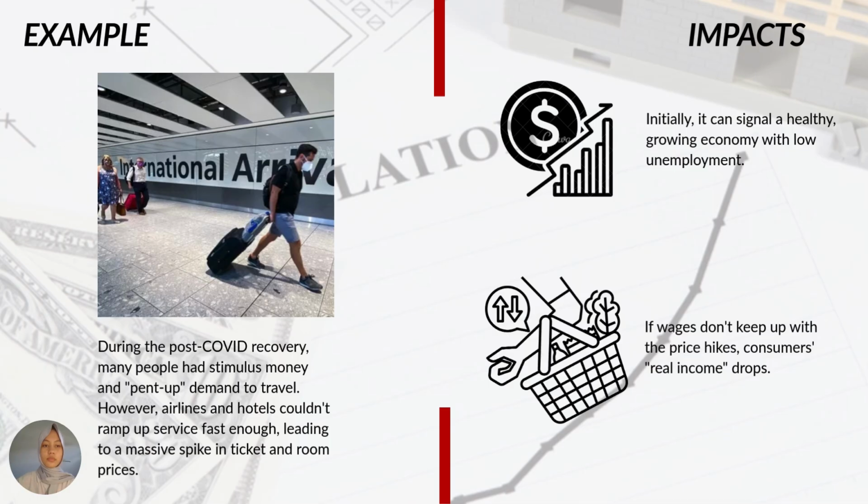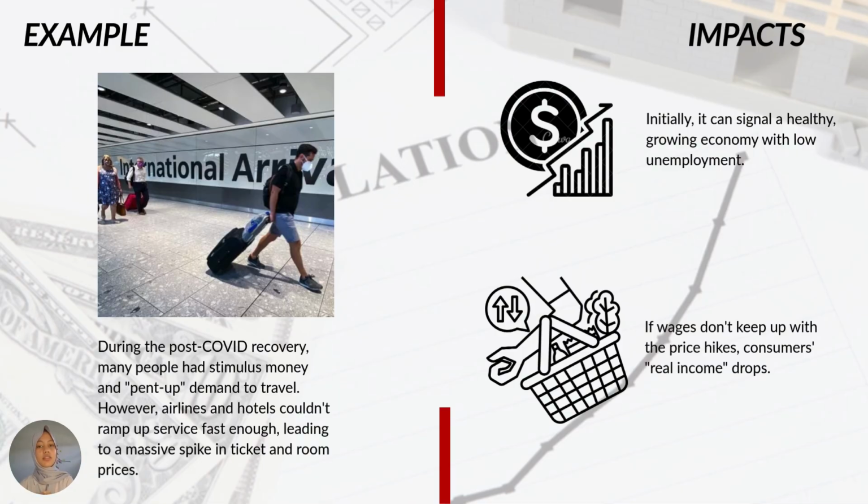Next, these are the example and impacts of demand pull inflation. For the example, during the post COVID recovery, many people had stimulus money and pent up demand to travel. However, airlines and hotels couldn't ramp up service fast enough, leading to a massive spike in ticket and room prices. So here the prices rise because the hotels couldn't ramp up service fast enough.